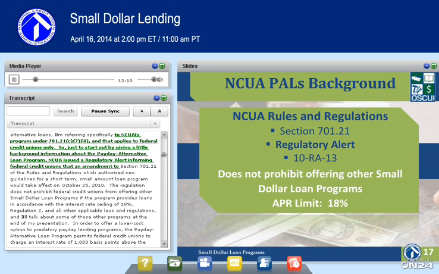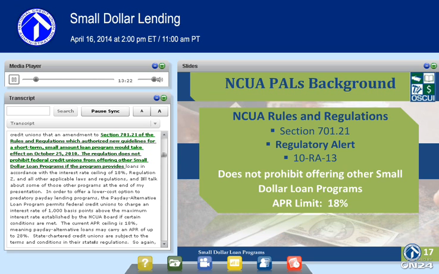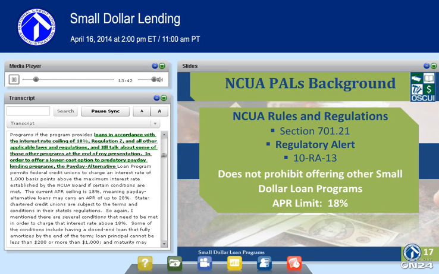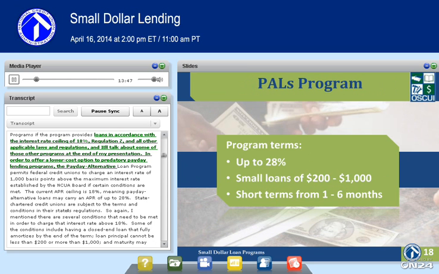So just to start out by giving some background information about the Payday Alternative Loan Program, NCUA issued a regulatory alert informing federal credit unions that an amendment to Section 701.21 of the Rules and Regulations, which authorized new guidelines for a short-term small amount loan program, would take effect on October 25, 2010. The regulation does not prohibit federal credit unions from offering other small dollar loan programs if the program provides loans in accordance with the interest rate ceiling of 18%, Regulation Z, and all other applicable laws and regulations. And I'll talk about some of those other programs at the end of my presentation.